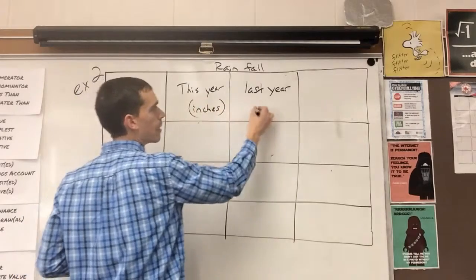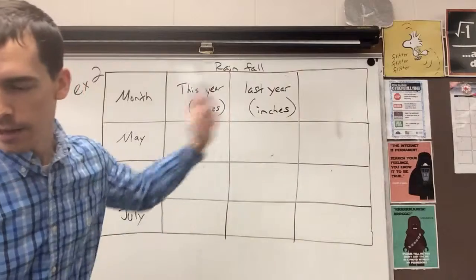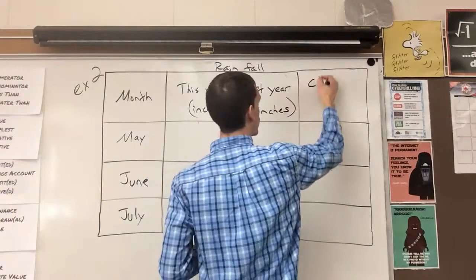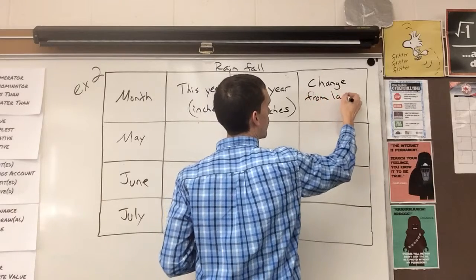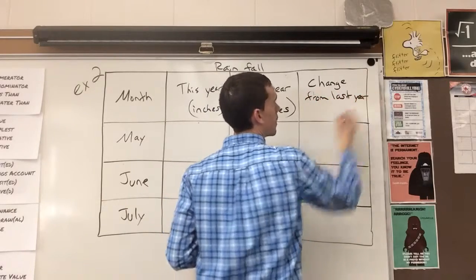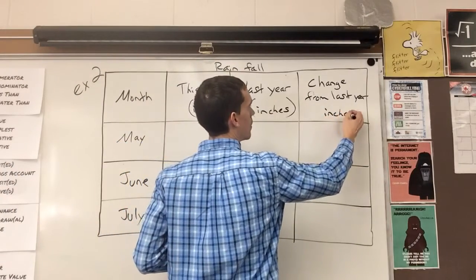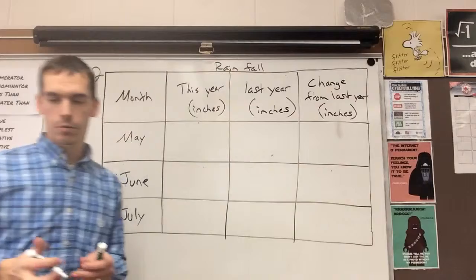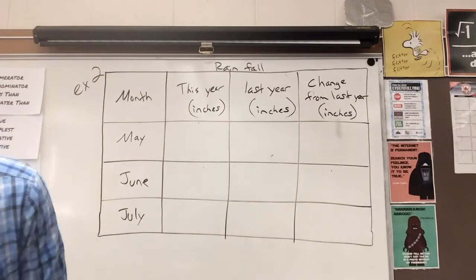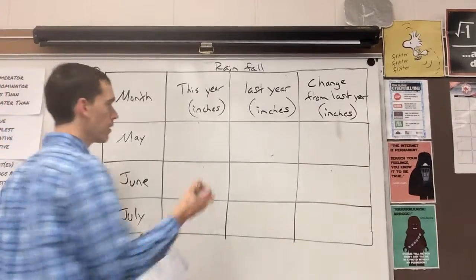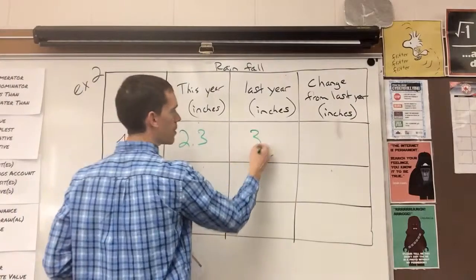we're dealing with inches. So we want to make sure we put the units at the top so we don't have to put them all the way throughout our table. And then the last one is the change from last year. And this change is also in inches. So if we're dealing with inches, we're looking at the total rainfalls that are given to us. So at first, this year's rainfall was 2.3 inches. And then last year was 3.7.